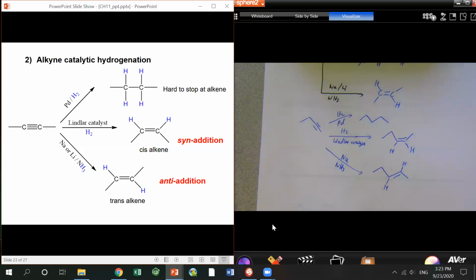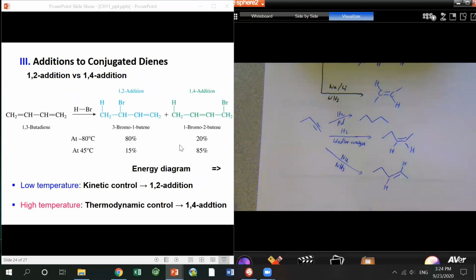Some questions? The hydrogen actually comes from the ammonia for this reaction. So yes, there is no hydrogen gas; these two hydrogens come from ammonia. All right, so now we move to the last one. Do you guys get it?